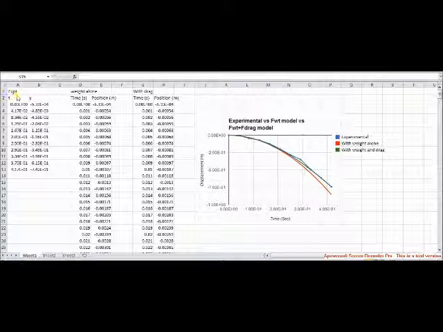So this is the comparison. This is the experimental coordinates. These were the coordinates obtained by considering weight alone. These were the coordinates obtained by considering weight as well as drag. So this is the comparison graph.